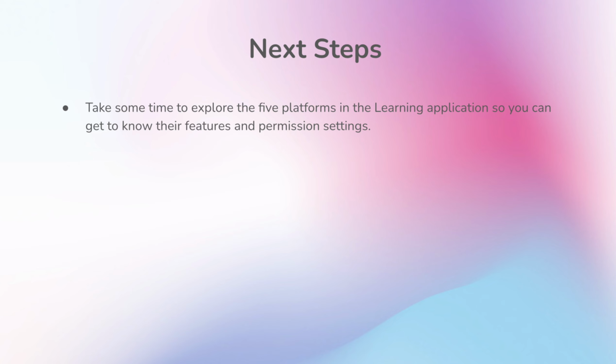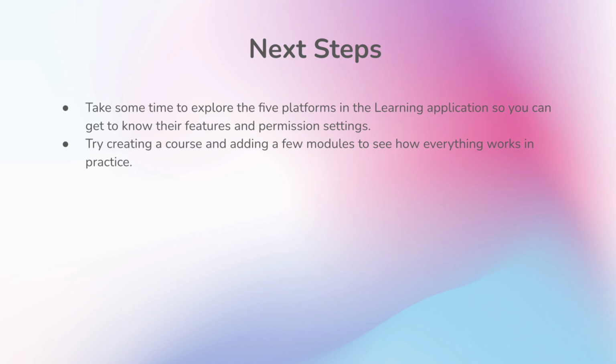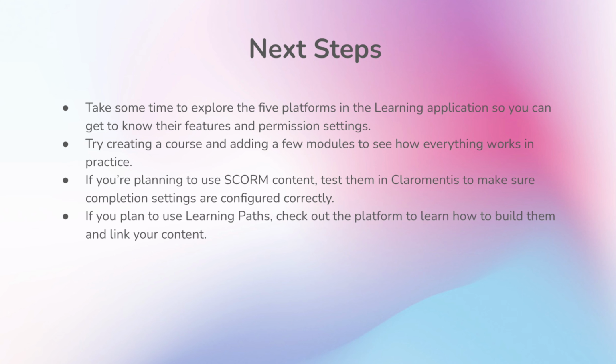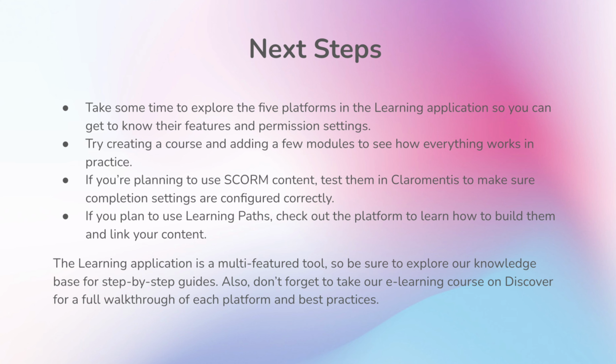In terms of the next steps, take some time to explore the 5 platforms in the Learning application, so you can get to know their features and permission settings. Try creating a course and adding a few modules to see how everything works in practice. If you're planning to use SCORM content, test them in Claromentis to make sure the completion settings are configured correctly. If you plan to use learning paths, check out the platform to learn how to build them and link your content. The Learning application is a multi-featured tool, so be sure to explore our knowledge base for step-by-step guides. Also, don't forget to take our e-learning course on Discover for a full walkthrough of each platform and best practices.